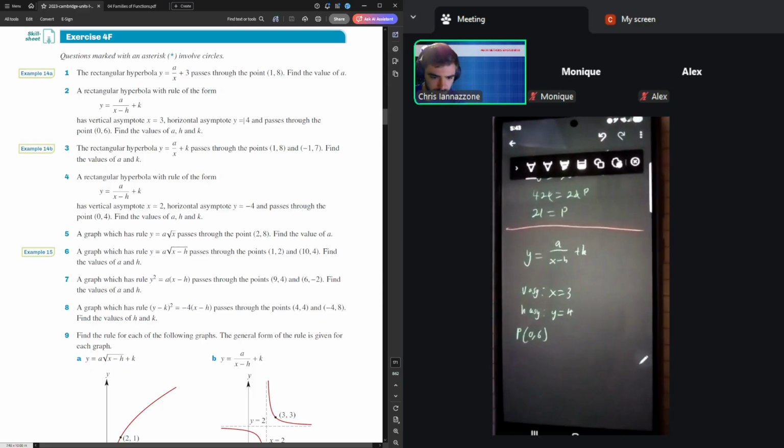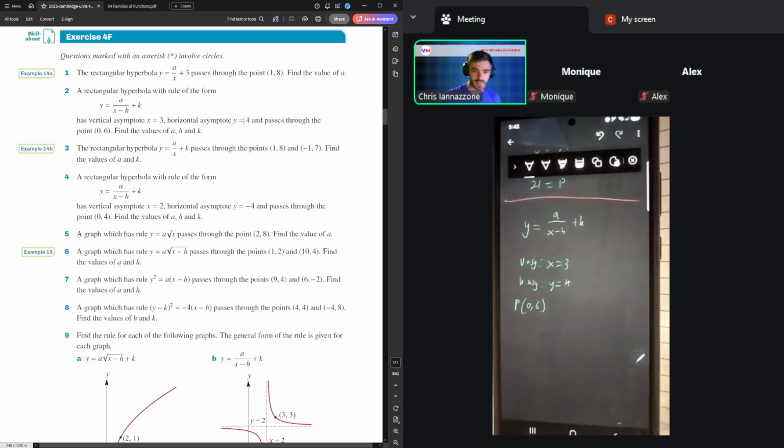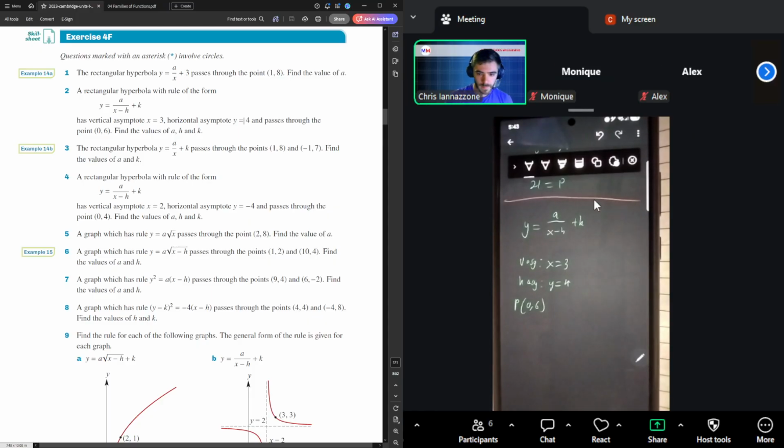I've also written down all the key information in shorthand onto the handwritten notes bit. Vertical asymptote, horizontal asymptote, and point. Some of those can tell us some key information immediately. Any ideas what we can start to solve?